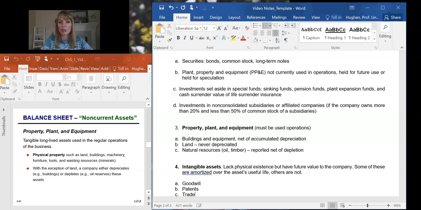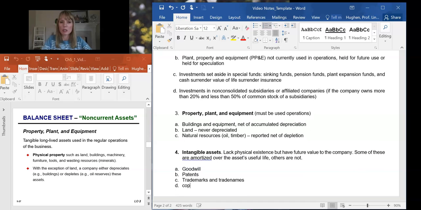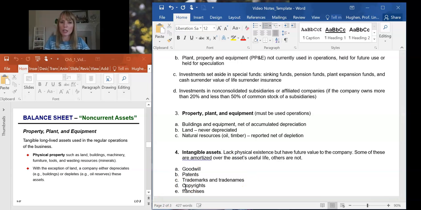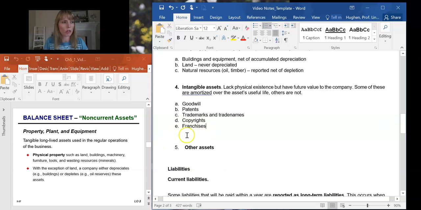Patents, trademarks and trade names, copyrights, and franchises. These four categories here are all legal rights. The company incurs a cost in order to obtain a legal right, and that legal right allows the company to generate revenues and income in the future.